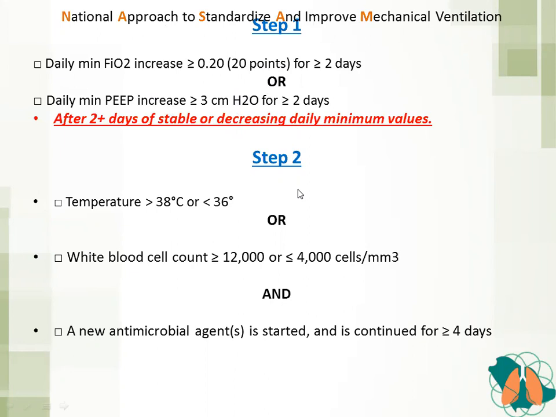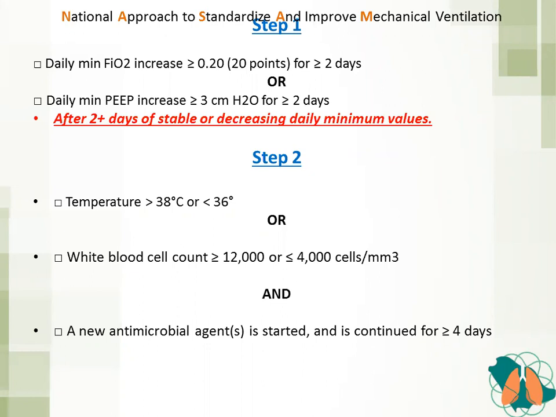So if the patient has VAC, you will go for step 2, which is if the temperature is more than 38 or less than 36, or white blood cell count is more than or equal to 12,000 or less than or equal to 4,000, and a new antimicrobial agent is started and continued for more than or equal to 4 days. So in step 2, first, you look for the new antibiotics for the patient within the VA period, the 5 days we talked about. So if there is any new antibiotic within the VA period, plus temperature or WBC, that means that the patient has IVAC.